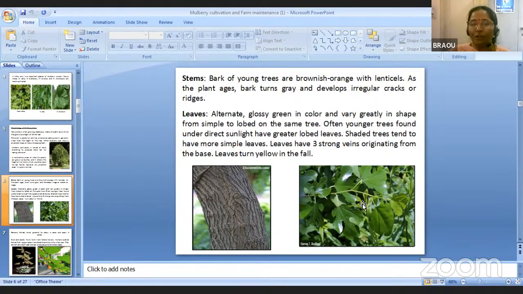Shaded trees tend to have more simple leaves. So they need proper sunlight for the lobes to develop. Otherwise, they have very simple leaves. And the leaves have three strong veins. If you can see those three strong veins, this side and that side, originating from the base. And the leaves turn yellow when they fall. During the fall, leaves turn yellow in color.